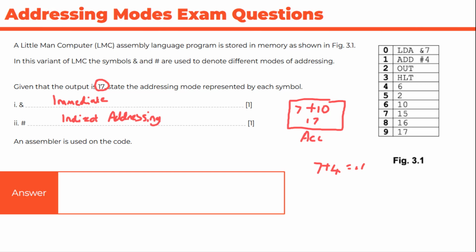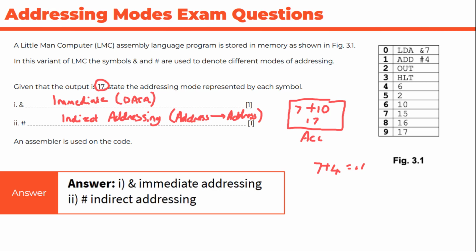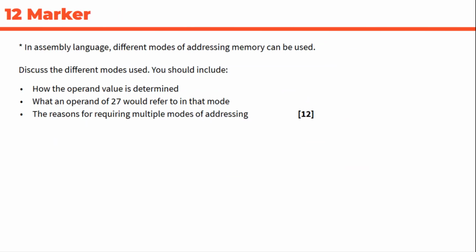And when I think about indirect addressing, just remember you've got an address which goes to another address, and immediate is direct, it's the data itself, okay? The data itself. Question is, am I right though? Immediate addressing and indirect addressing, there we go, yep, excellent. So that was 2 marks.